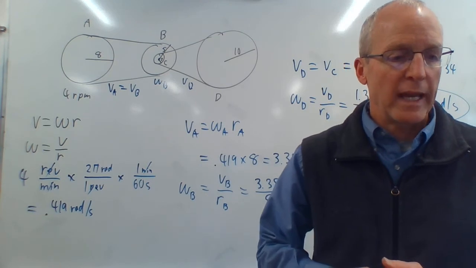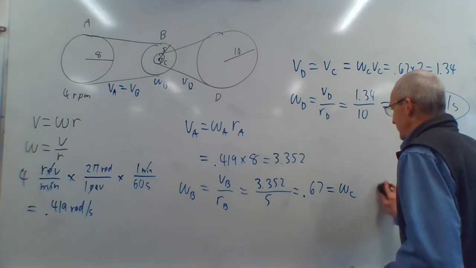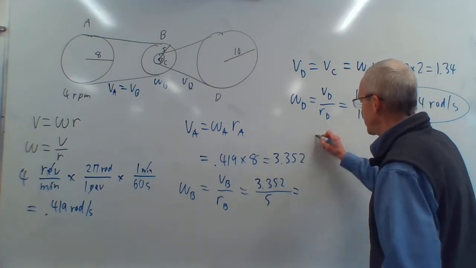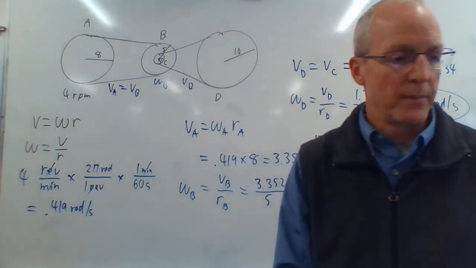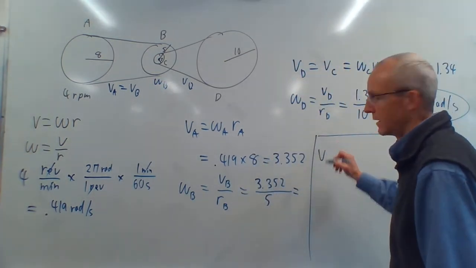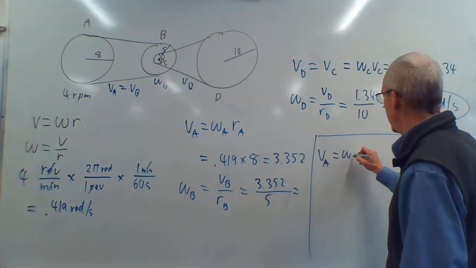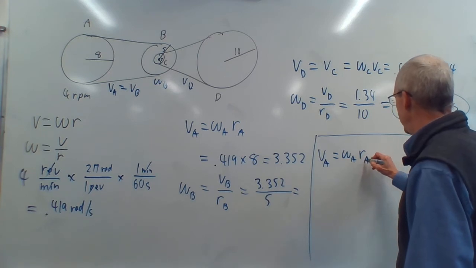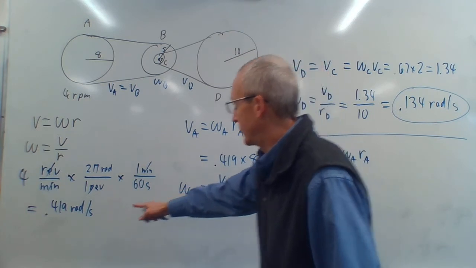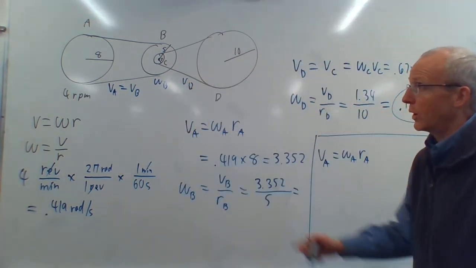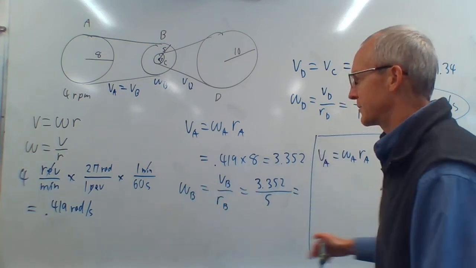What's the outside of wheel A in miles per hour? This is just really checking if you can convert. So let me do that down here. You didn't even have to do part A to do it. What's the velocity of wheel A in miles per hour? So the velocity of wheel A is omega A times the radius of A. We already figured out omega A was 0.419 radians per second, or we could use 4 revolutions per minute. Let's use the radians per second.